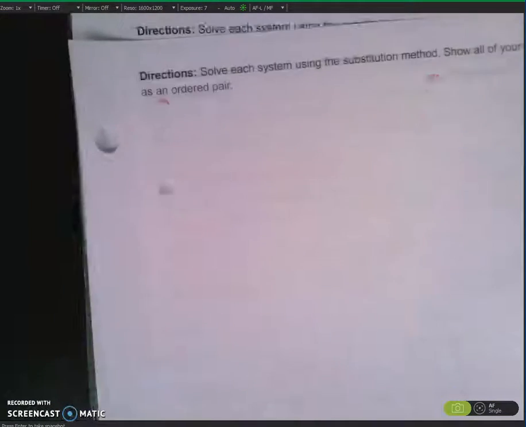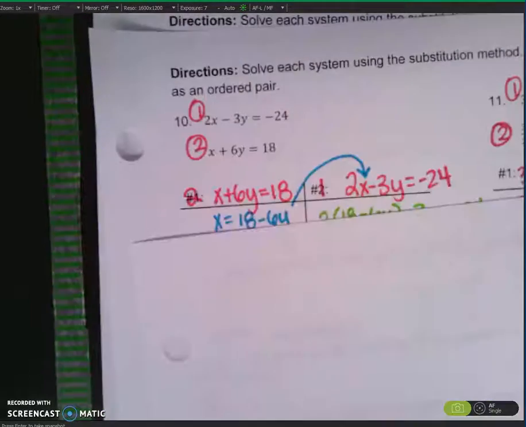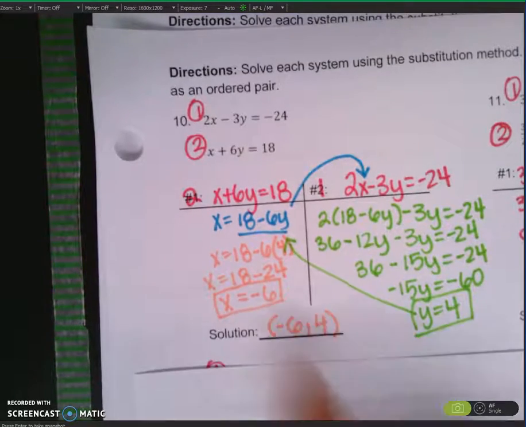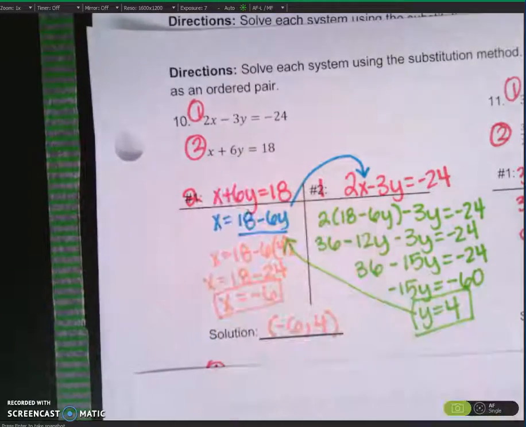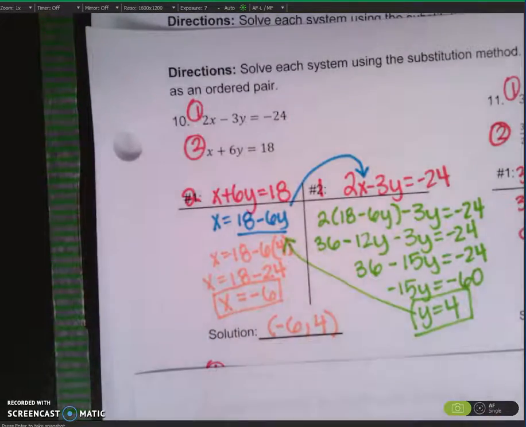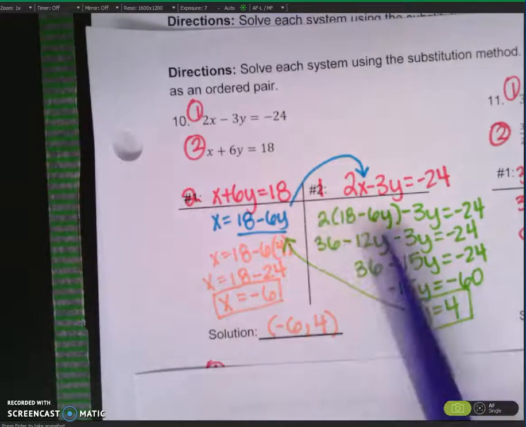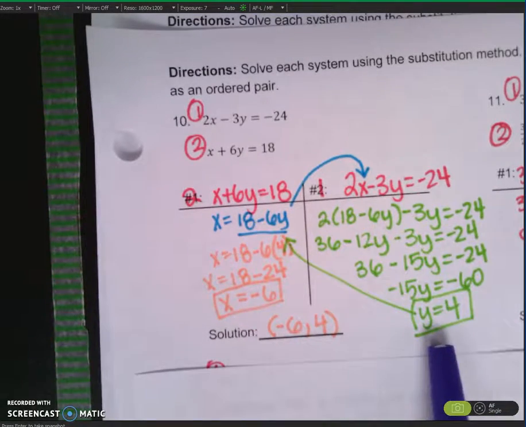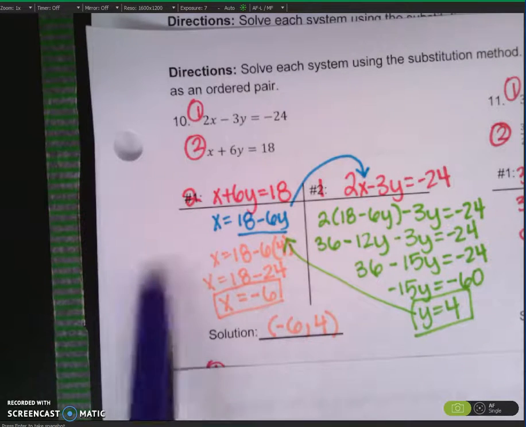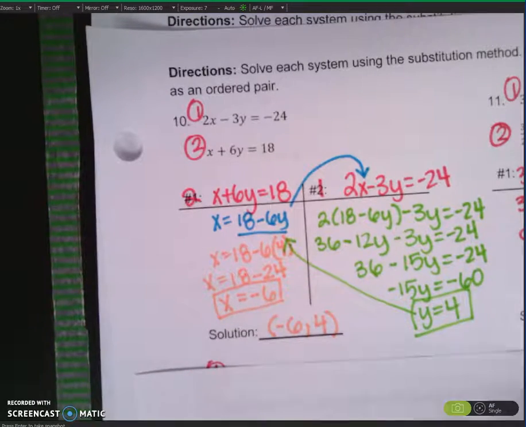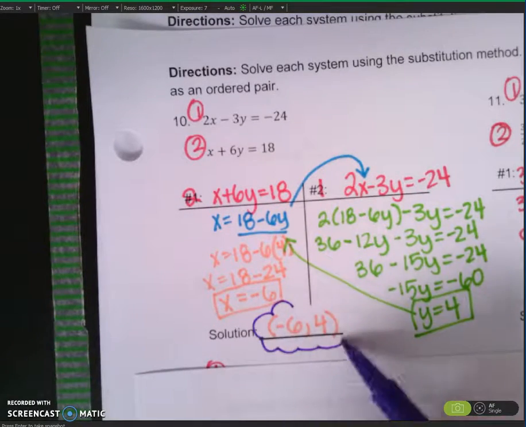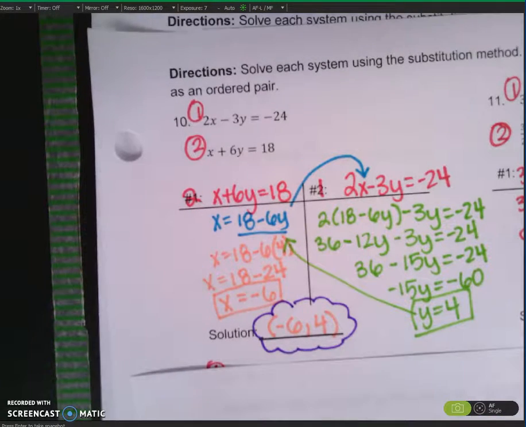Taking a look at number 10, hopefully you labeled your equations in your system. It looks like I decided to isolate x in equation 2 because that was the variable that had 1 as its coefficient. I isolated x, substituted it back into equation 1 to get y is 4. Substituted that back into my equation for x and got x as negative 6, and wrote my solution as negative 6 comma 4, an ordered pair. Give it some flair. Wonderful.